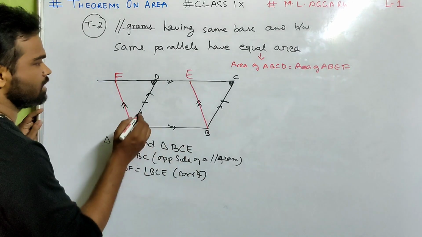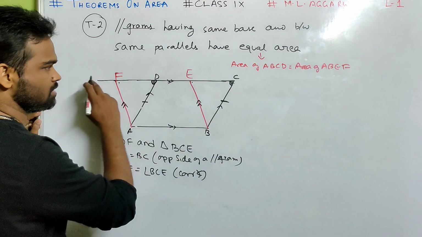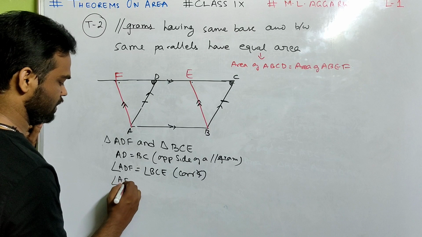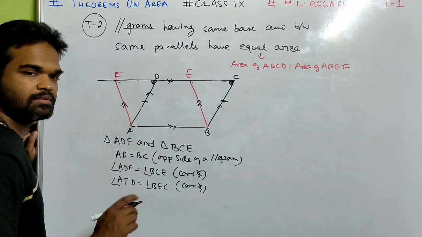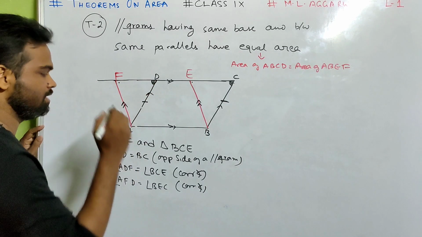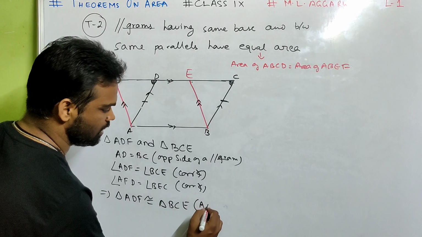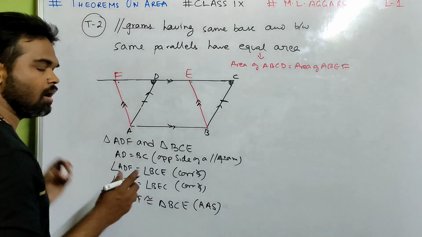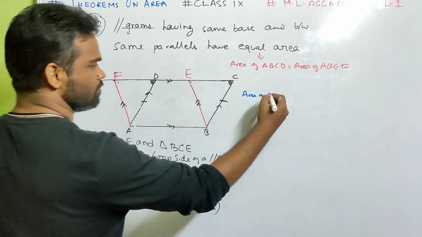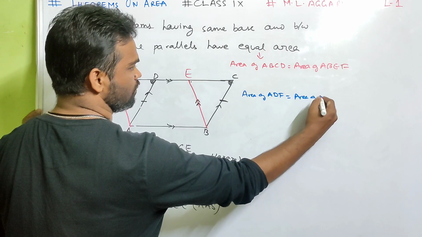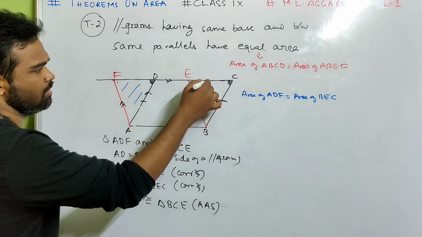Corresponding angle. In the same fashion, this angle and this angle are equal. Corresponding again, because these two are parallel, this is a transversal, okay? Angle AFD is equal to angle BEC, again corresponding angle, which means these two triangles are congruent. Angle side, triangle ADF is congruent to triangle BCE. Now if these two triangles are congruent, then the areas are equal. Which means, can I write area of ADF is equal to area of BCE? The areas will be the same.